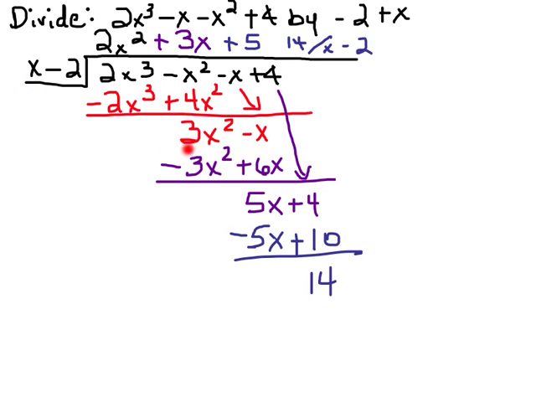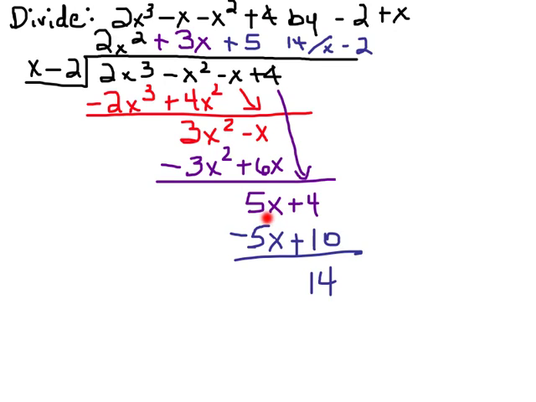X will go into 3x squared how many times? It will go 3x. Now we're going to multiply. 3x times x is 3x squared. And we're going to change the sign. 3x times negative 2 is negative 6x, but we've changed the sign so it's positive 6x. We do our subtraction, and then we bring down our last term.